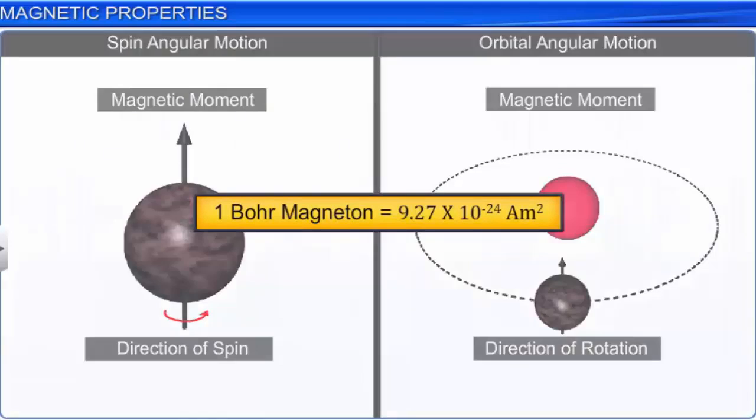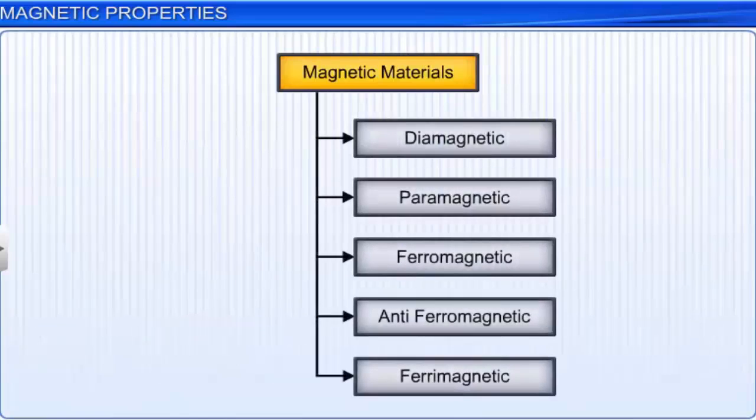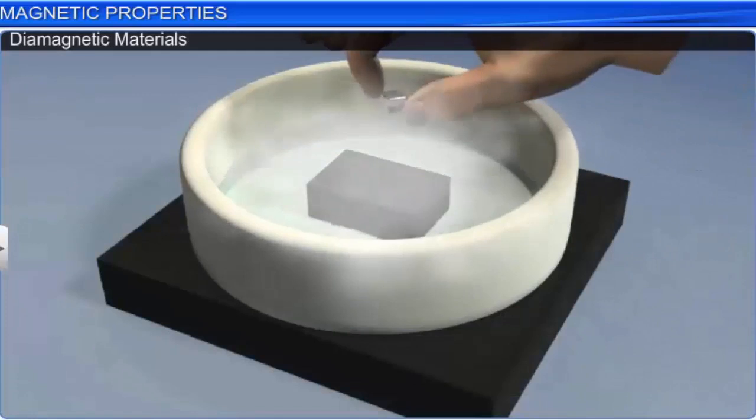Based on magnetic properties, materials are classified into 5 categories, namely diamagnetic, paramagnetic, ferromagnetic, antiferromagnetic, and ferrimagnetic. Let's discuss the properties of these materials, starting with diamagnetic materials. Diamagnetic materials are materials that are repelled by magnets.